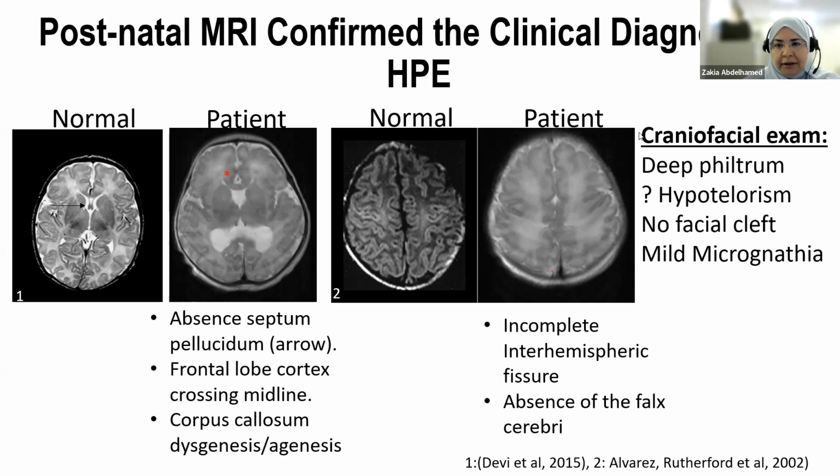At the level of the craniofacial assessment, she was very normal. There is no evidence of facial clefting, and the only questionable finding was hypothyroidism, which was shown by MRI but not on physical exam. She also has a deep philtrum on her face.